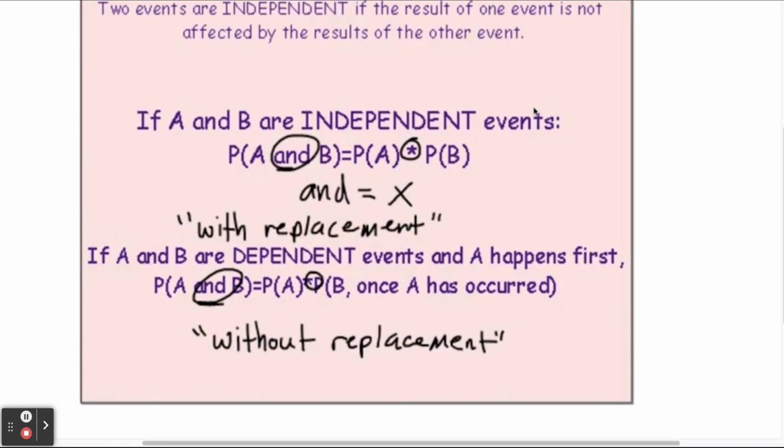Again, this will be helpful to keep an eye on. When you see the phrase with replacement, you are going to be finding the probability of two independent events. If you see without replacement, you're going to be calculating the probability of two dependent events. Those aren't necessarily the only phrases that you will see, but those are definitely the two most common phrases, with or without replacement.